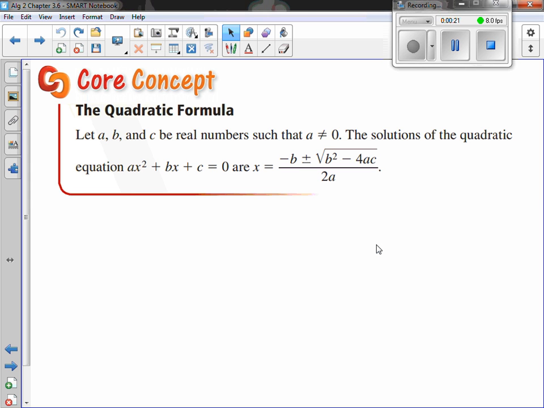And the equation is x is equal to negative b plus or minus the square root of b squared minus 4ac all over 2a. This here is relating back to our quadratic equation, ax squared plus bx plus c, and we need it equal to 0.